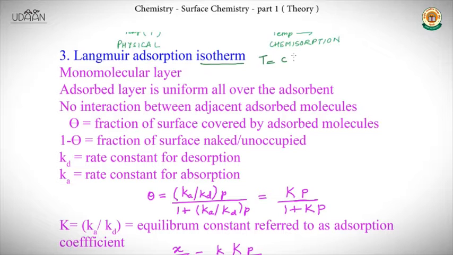And the second assumption is that the adsorbed layer is uniform all over the adsorbent. So the concentration is uniform throughout. And the third assumption is that there is no interaction between adjacent adsorbed molecules. So this is a very idealized case. But since we need to formulate a mathematical formula for this, we need to take these ideal assumptions.